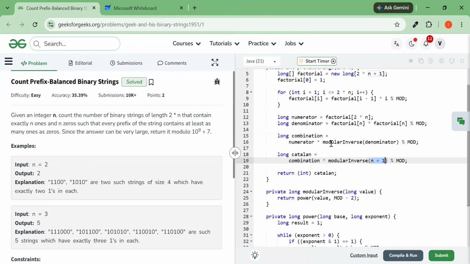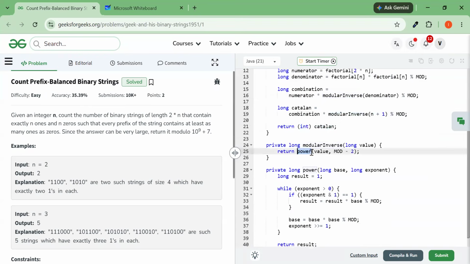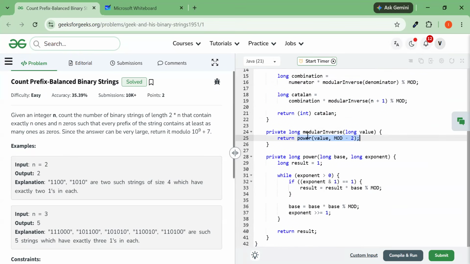Hope you understood this problem. It is nothing but 2n factorial into the modulo inverse of n factorial into n factorial, into the modulo inverse of n plus 1. Finally, we return this Catalan number. What is the modulo inverse? It is just the power of the value of mod minus 2. Why mod minus 2? Because the mod is a prime number, and using Fermat's theorem we find the modulo inverse.